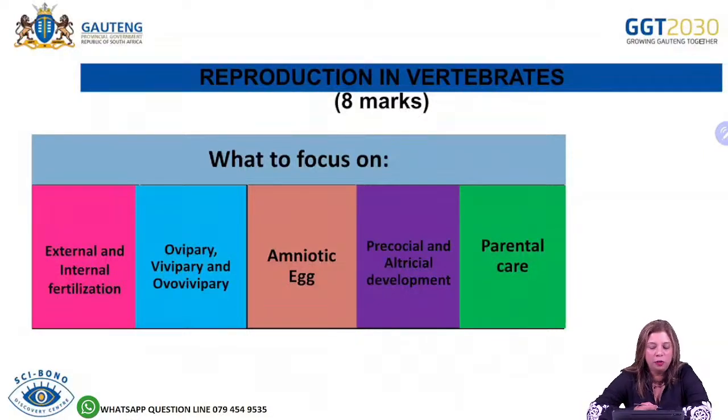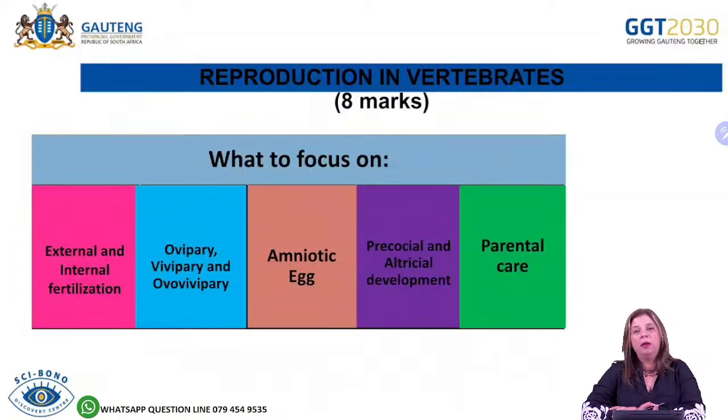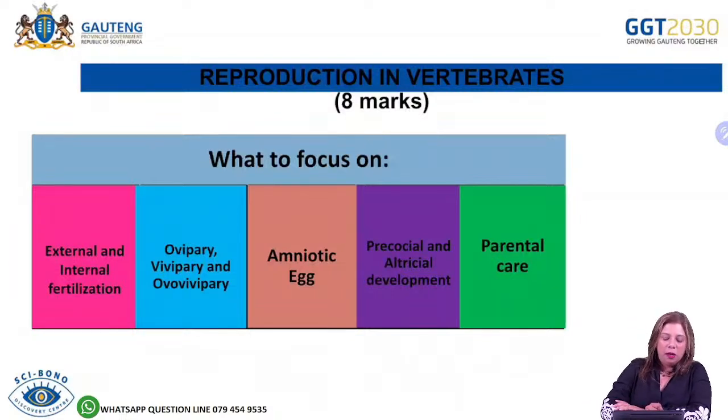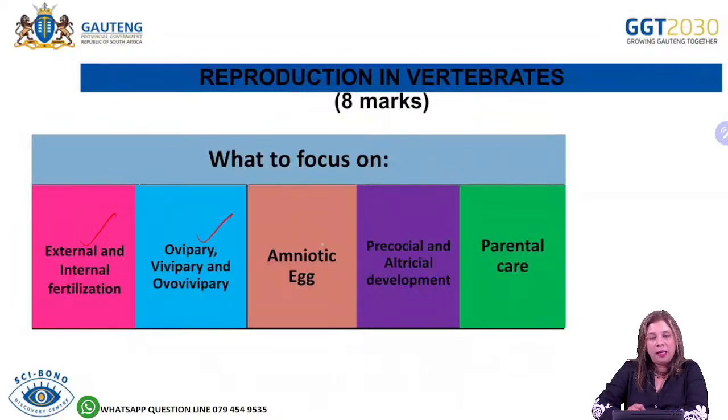So let us move on to reproduction in vertebrates. Because this is only 6 marks now in the June exam, you basically need to know the difference between external and internal fertilization, ovipary, vivipary, and ovovivipary, the amniotic egg, precocial and altricial development, and parental care.